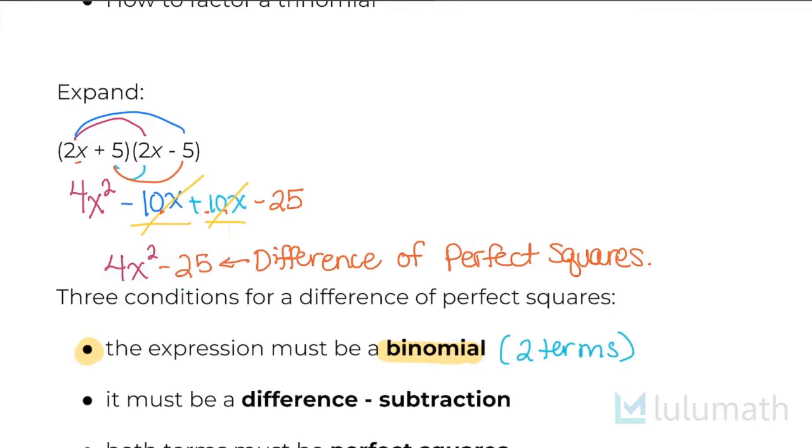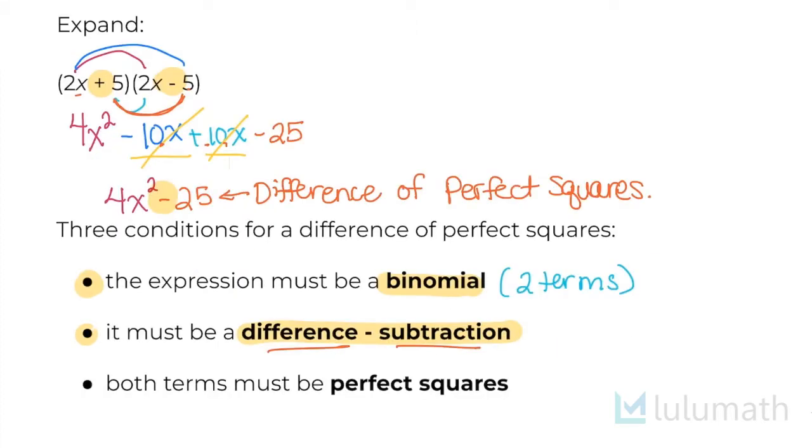The next criteria is that it must be a difference. It needs to be subtraction. So if you see here, this has to have a minus sign here. And if you remember, we said because this has to be plus and this has to be negative, when we multiply our lasts together, we end up getting a positive times a negative, which is a negative. And that is why we have to have a difference, or why we have to have subtraction.